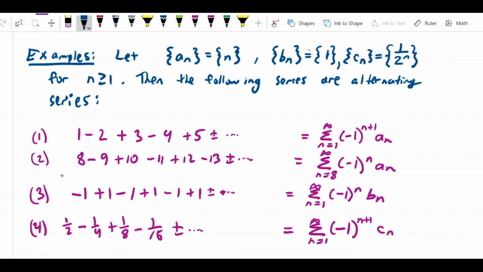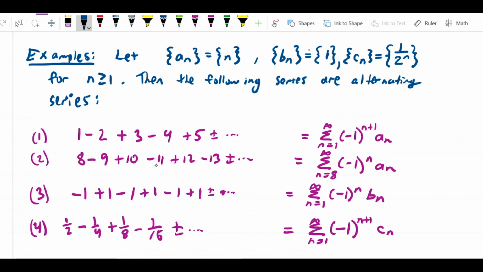Here in number 2, I formed a different series using an. Here I want to start with 8. Since 8 is an even number, if I want the first term to come out positive, I actually have to use negative 1 to the n instead of negative 1 to the n plus 1. So just be aware that you have to choose whether this is going to be negative 1 to the n or negative 1 to the n plus 1 a bit carefully, but this gives us a different alternating series.